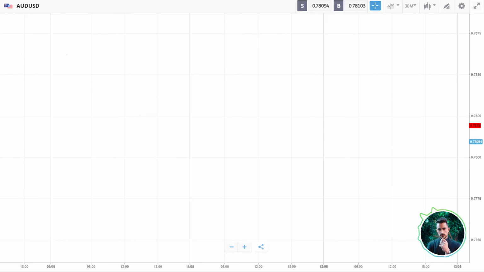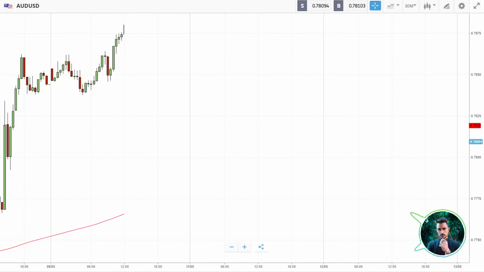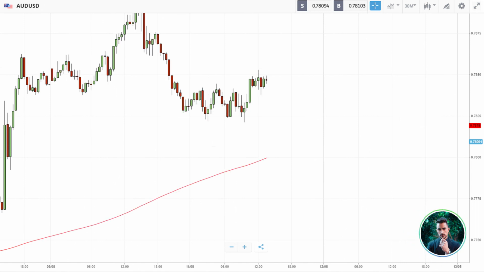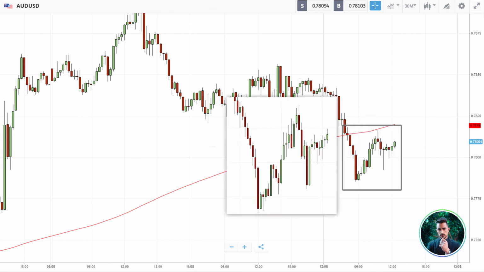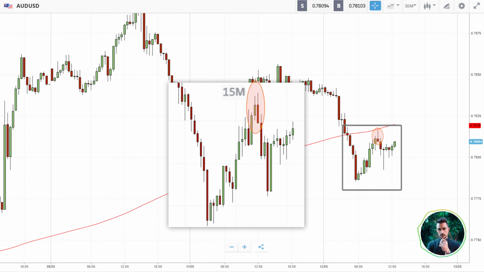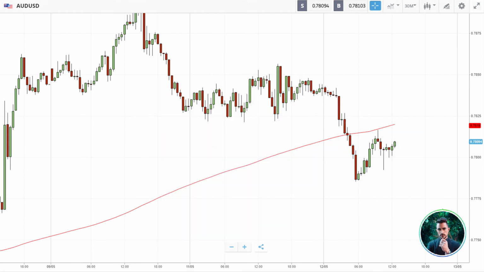Before I go, I want to show you an interesting phenomenon. On the screen we have a 30-minute Aussie dollar chart. Here we have a support turned resistance key level, and a shooting star candlestick pattern. If we lower the time frame to 15 minutes, we see the shooting star is represented by a bearish engulfing pattern. Hence, these two patterns share a very similar analysis and interpretation.